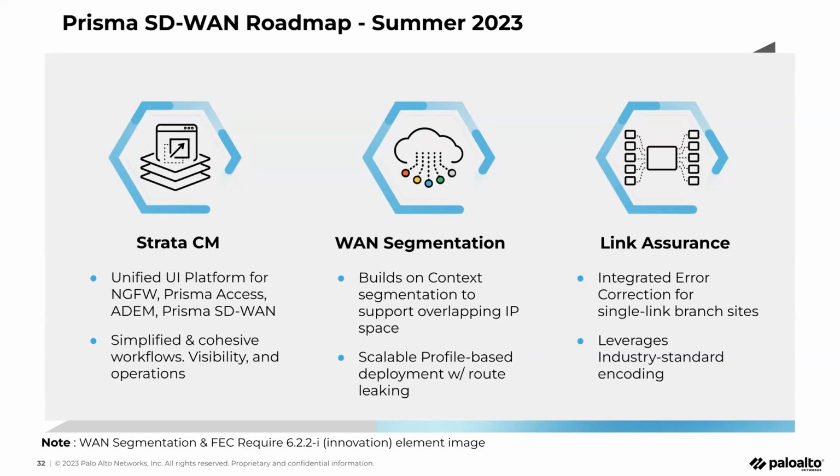For WAN segmentation and link assurance, we wanted to get these capabilities out as soon as possible. So the approach that we've taken here is we're actually going to have an innovation image. So we'll have our 6.2X mainline image, and then we'll have all these features available in an innovation image as well. So WAN segmentation and link assurance will be available in the innovation image. And you can reach out to your SE or to me directly to get access to that image. I'm happy to help you with that. And it'll be something that we'll allocate to you and work with you to test your use cases and make sure that you're good with the experience.